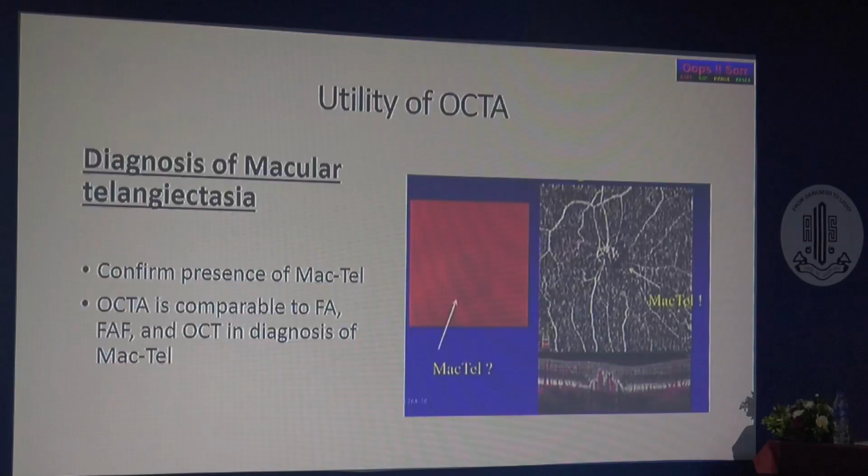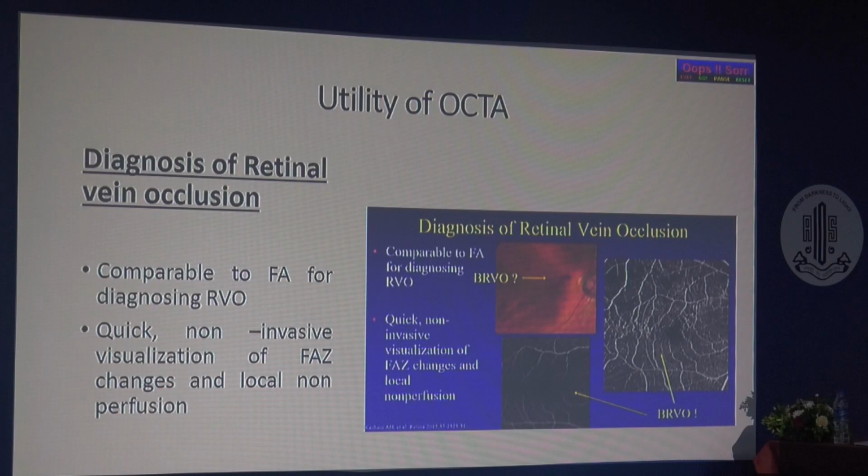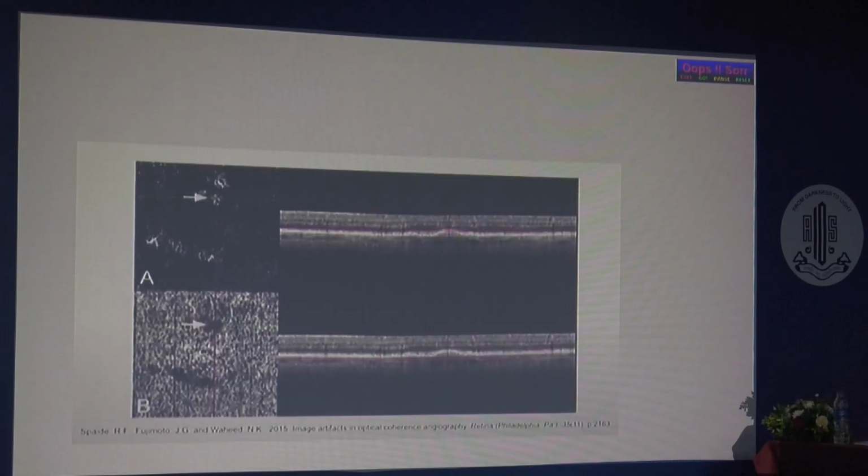You can see the NV there. So MACTEL, you can see the abnormal vessels, but you don't see the CNVM. In a BR view, I told you, you can see the ischemic areas, how much the ischemia is, and it's easier to explain to the patient.